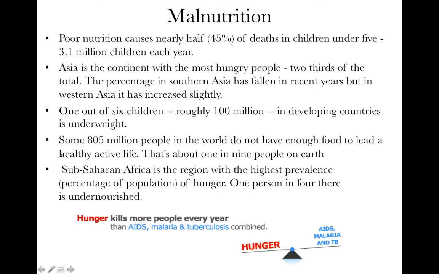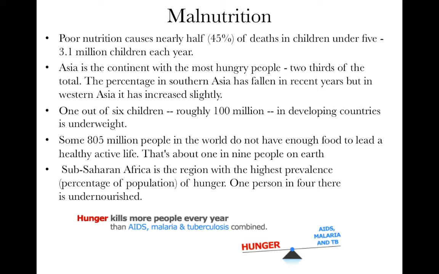Talk for a moment about malnutrition. The definition of it is really just people not getting enough nutrients or perhaps either protein or calories in their diet. And the first bullet point here is that poor nutrition causes almost half of the deaths worldwide of children under 5 years old, and that is 3.1 million children that die every year.